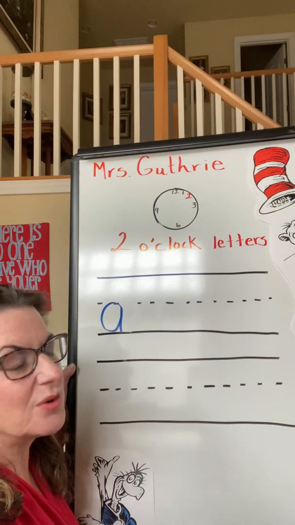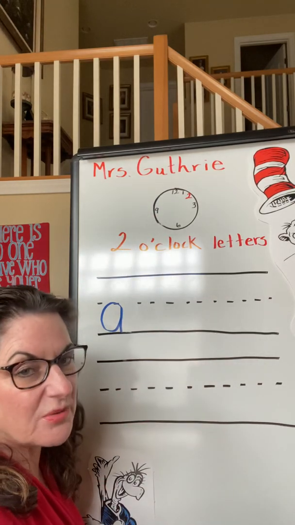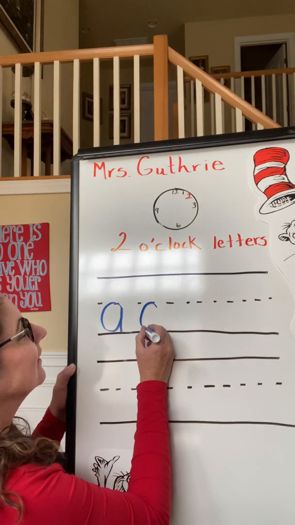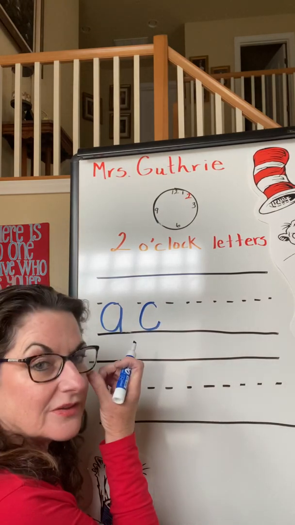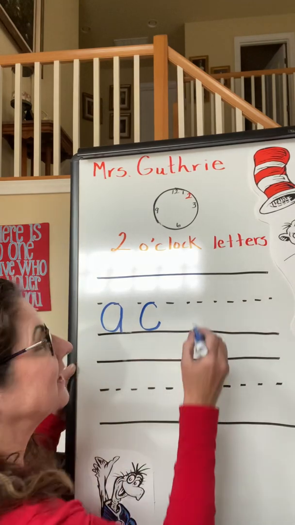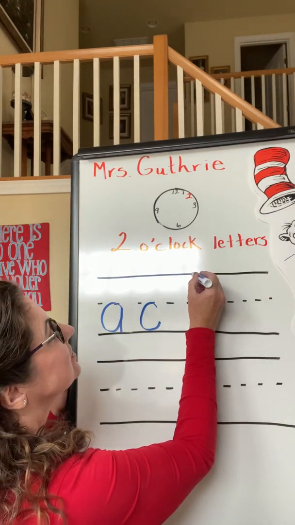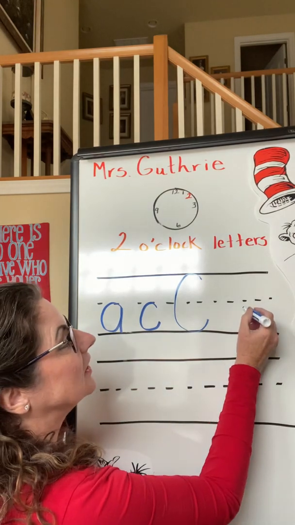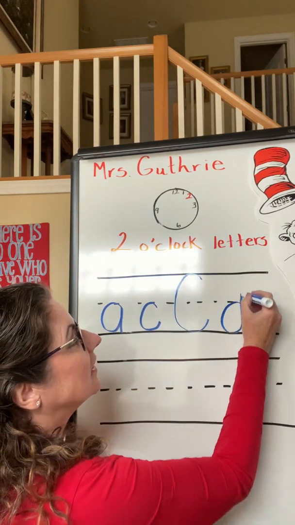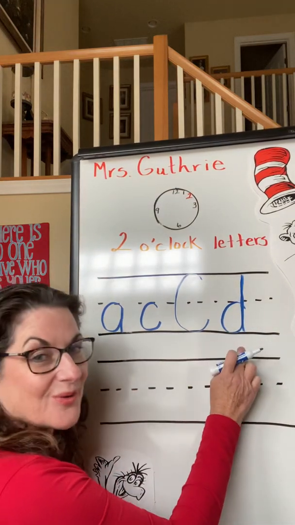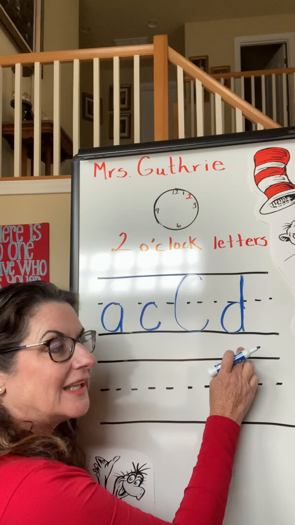B is not a 2 o'clock letter because it starts at the top at 12 o'clock. C is, so again, I make my letter around for a C. Oh wait, I could do a capital C. I would start up at the top. D is a 2 o'clock letter. I start at 2 o'clock and I go up and down just like the a, but I go all the way up. Not E.